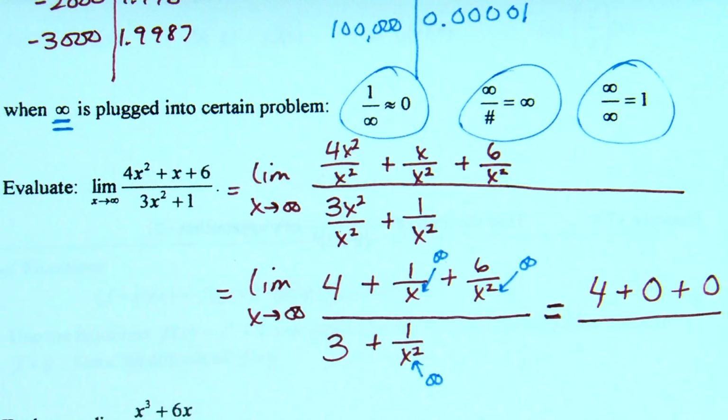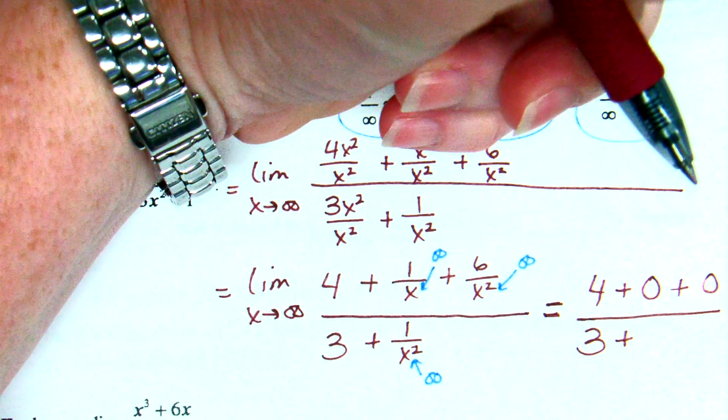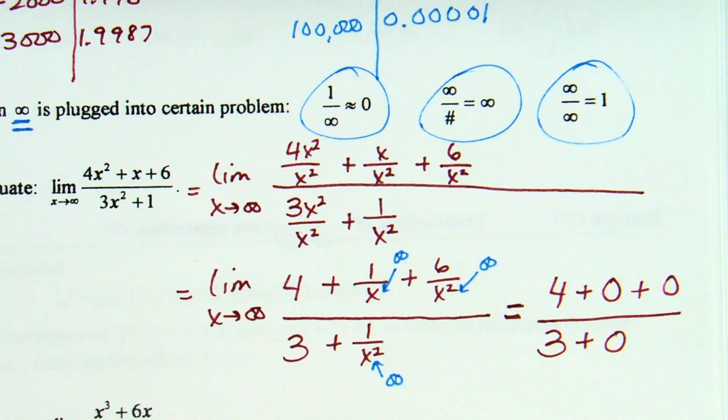Denominator, the 3 is going to stay 3. 1 divided by x squared approaches 0. I ran out of room for my answer. What does this problem equal? 4/3. Wait, 4 plus 0 plus 0 over 3 plus 0, so 4/3.